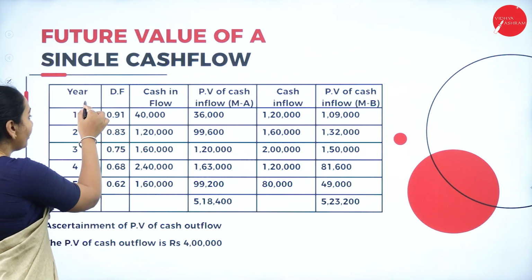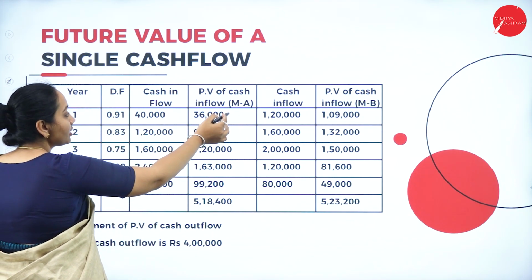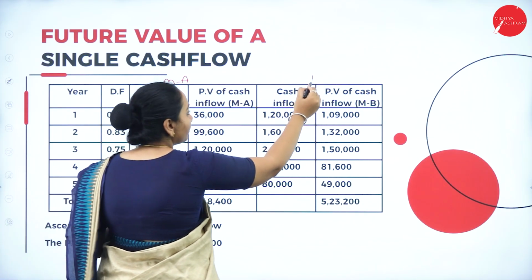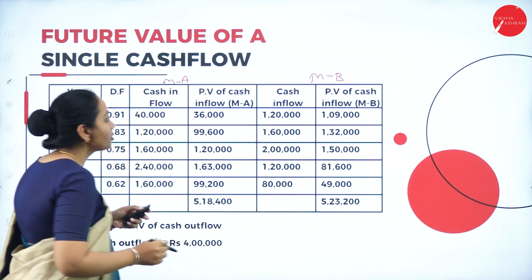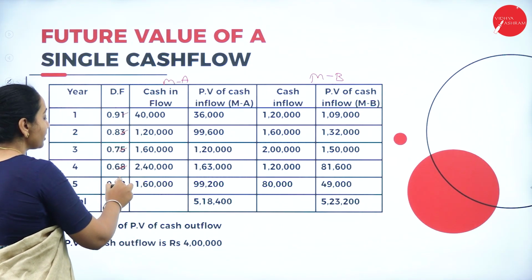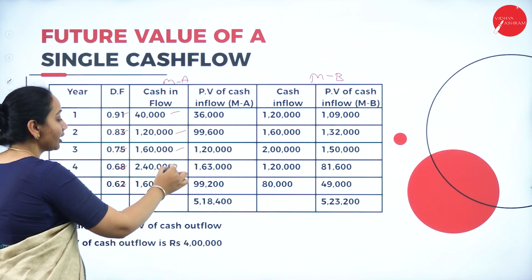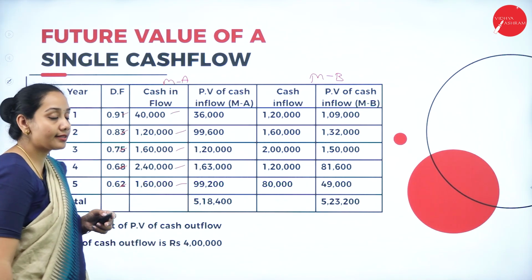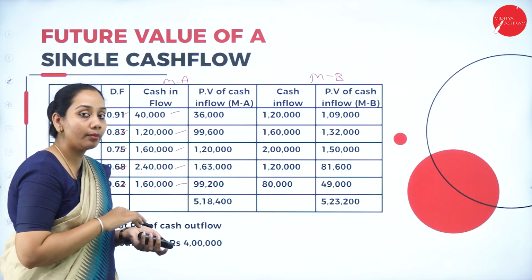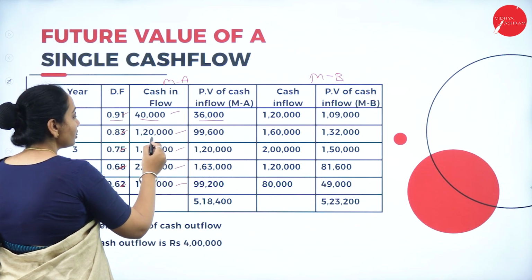So first thing, we have taken the year here and discount factor. So this is the present cash flow of machine A. This is machine A and this is machine B. So this is the discount factor 0.91, 0.83, 0.75, 0.68 and 0.62. Cash inflows as given in the question 40,000, 1,20,000, 1,60,000, 2,40,000, 1,60,000. So in order to get the present value of cash inflow, just like how we did in the previous question, 40,000 into 0.91, so we'll get 36,000.